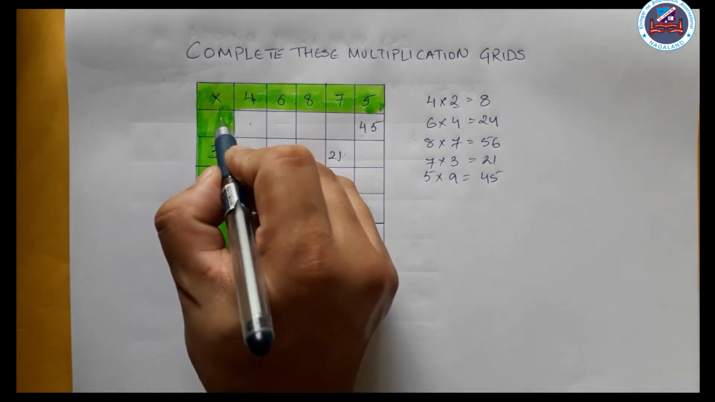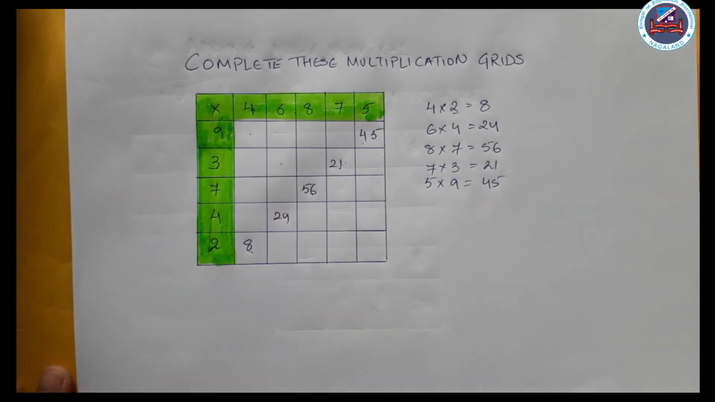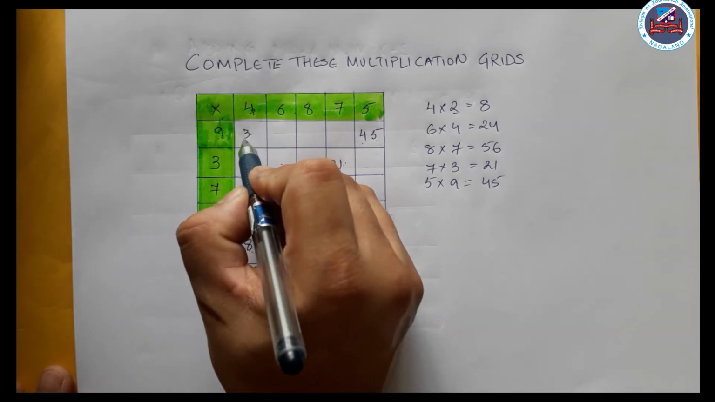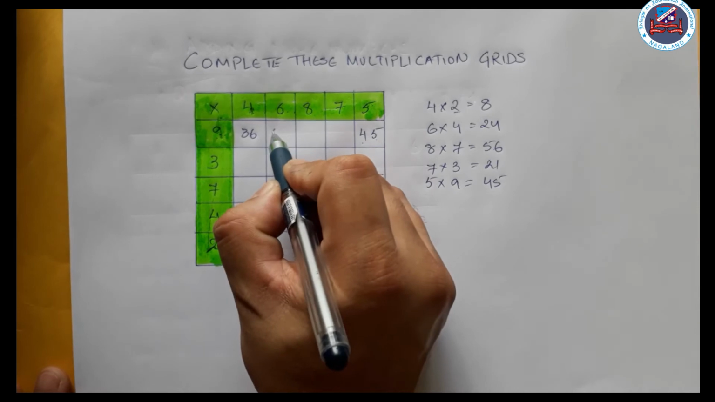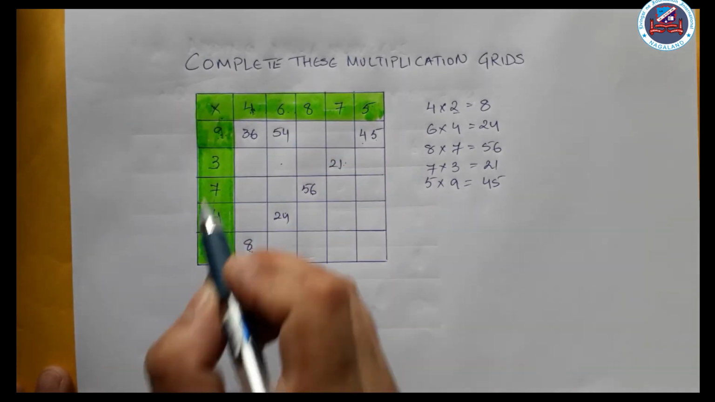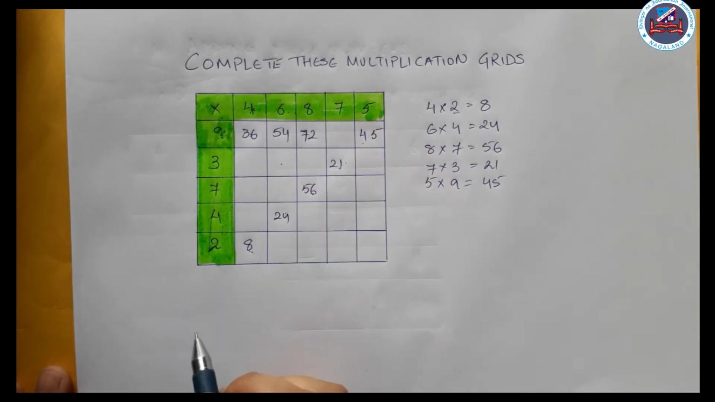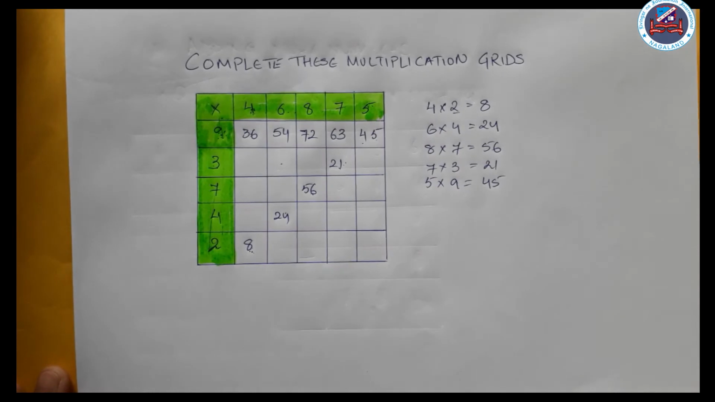Now this is not over. We have to complete the entire grid. Now it will be easy. 9 into 4 is 36. 9 into 6 is 54. 9 into 8 is 72. 9 into 7 is 63.